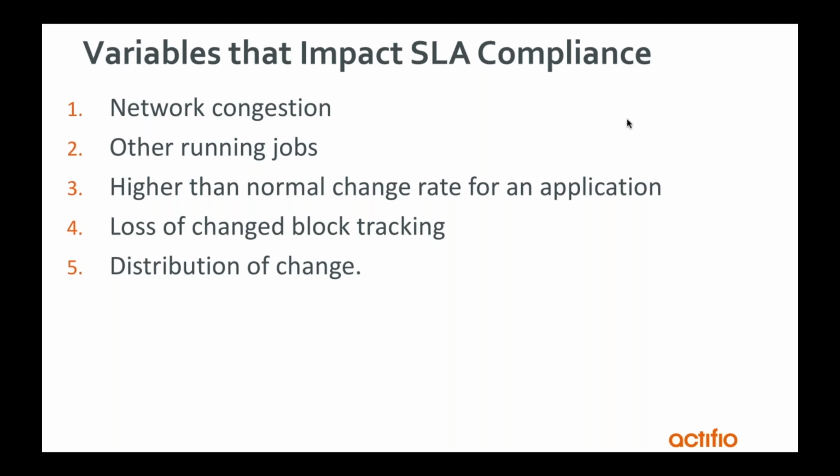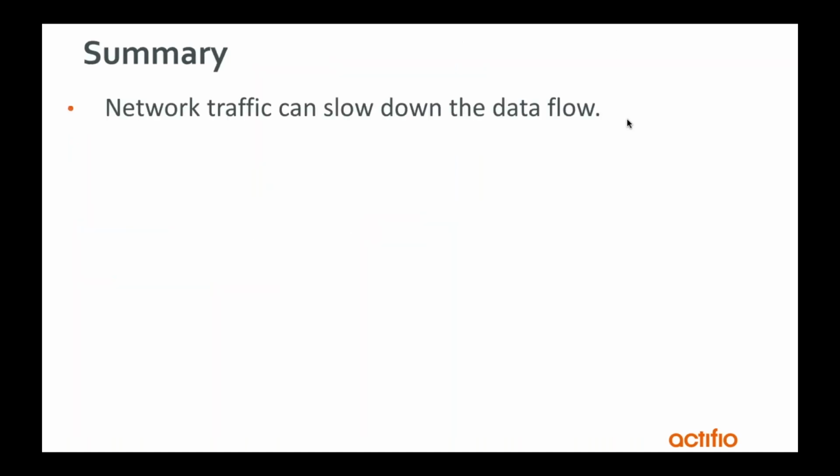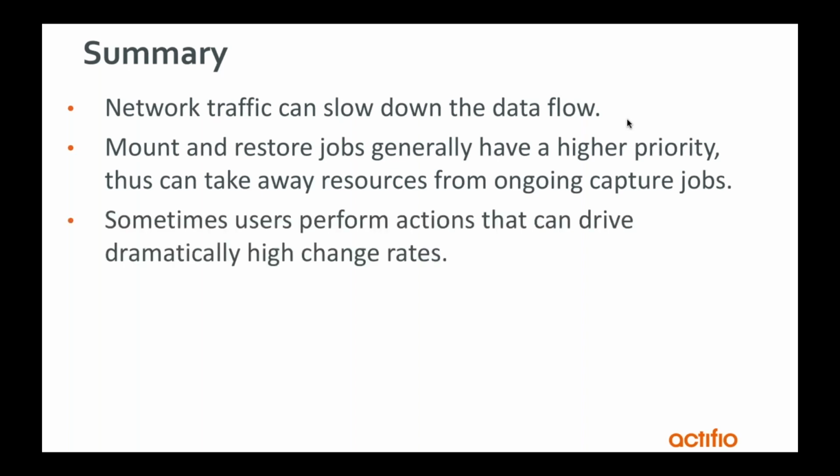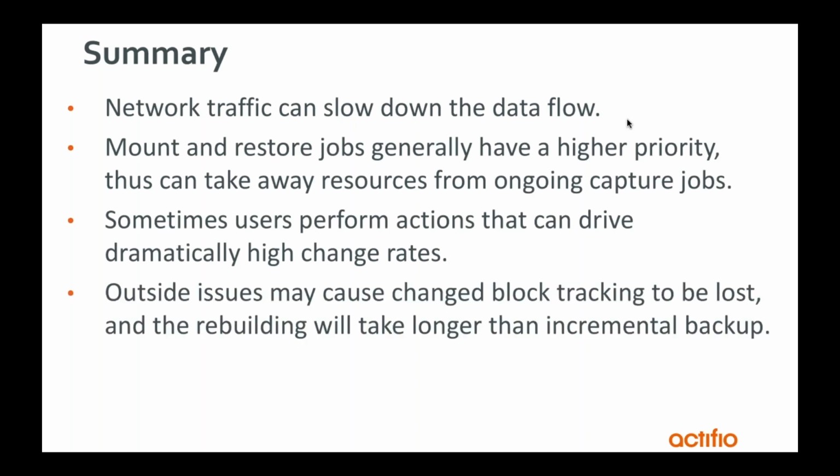Okay, Paul, that was quite a bit to take in. Just to recap real quick, you're saying I need to account for the possibility that there could be other network traffic, there could be other running jobs, this app or host could have a higher than normal change rate, or if something's happened to our ESX or vSphere server, we may have lost our change block tracking.